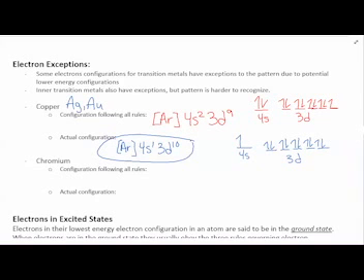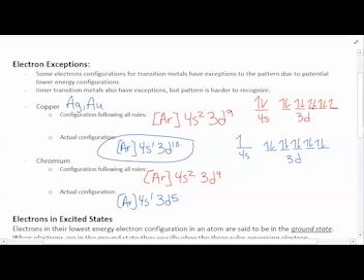The second example here is with chromium. You still would have argon. What you would expect to write would be 4s2, 3d4. In actuality, it's going to do something very similar to the one before. It's going to be argon, 4s1, 3d5.